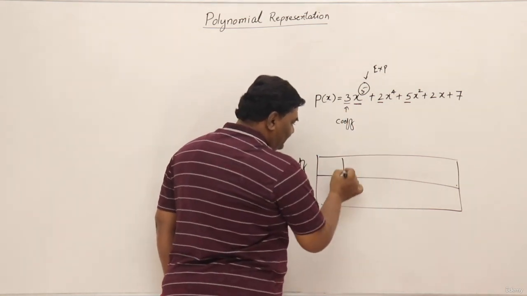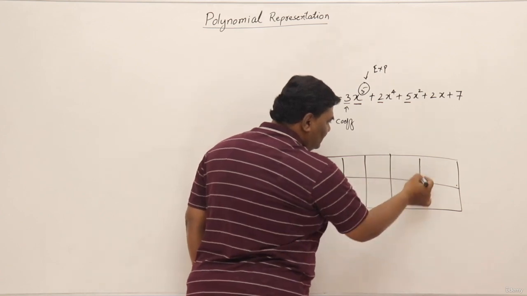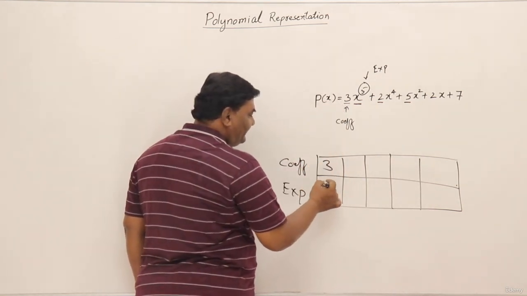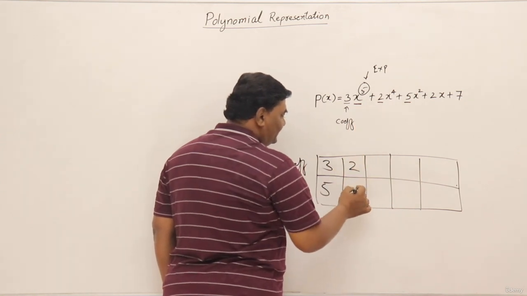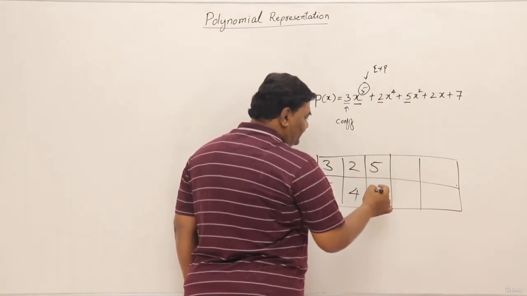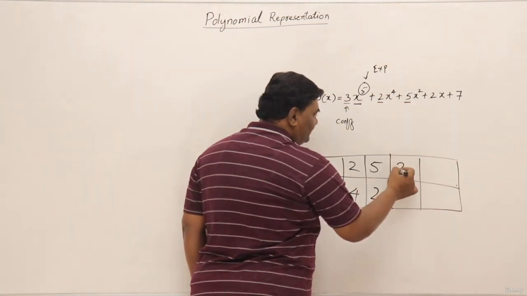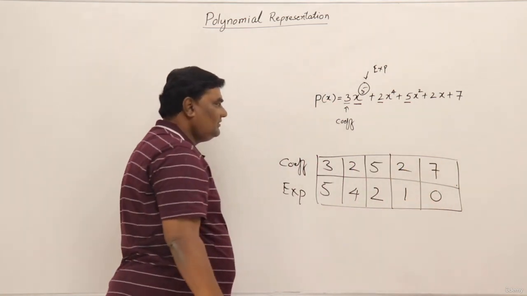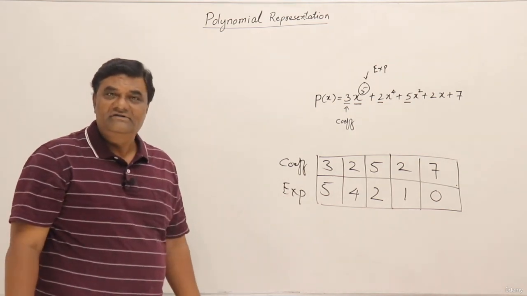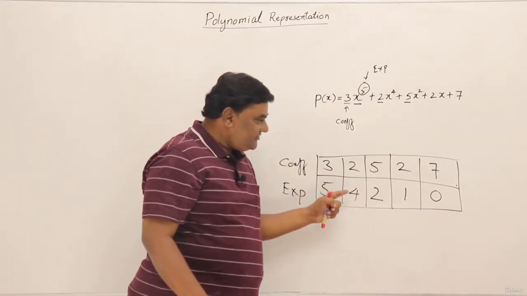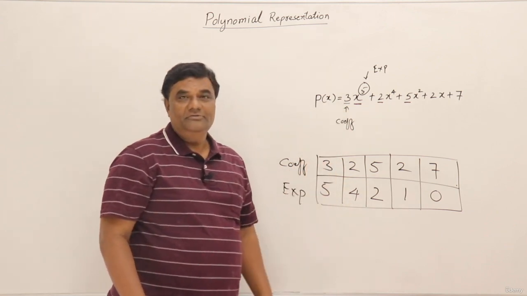Total 5 are there. Now, the first term's coefficient is 3 and exponent is 5. Coefficient is 2, exponent is 4. Coefficient is 5 and exponent is 2. 2, 1, 7, 0. So here I have a set of terms. This data is sufficient to represent that polynomial.